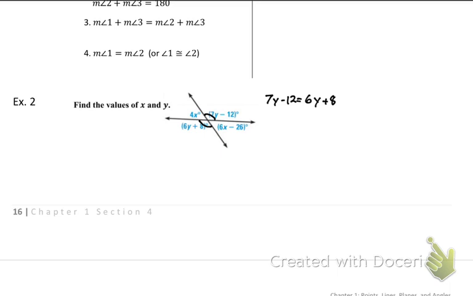It says we're supposed to solve for y and x. This will give us our y. So I'll subtract 6y from both sides. 7y minus 6y is just 1y. So we have y minus 12 equals 8. I'm going to add 12 to both sides. And now I have y equals 20.